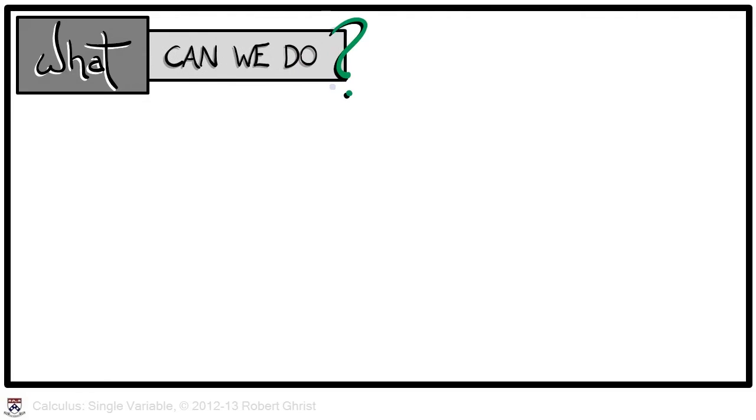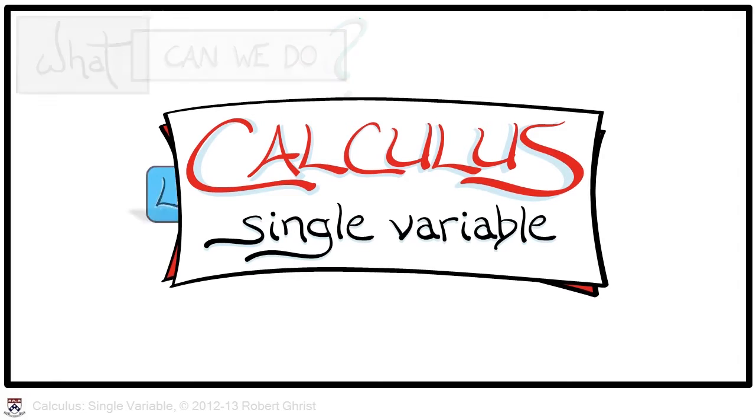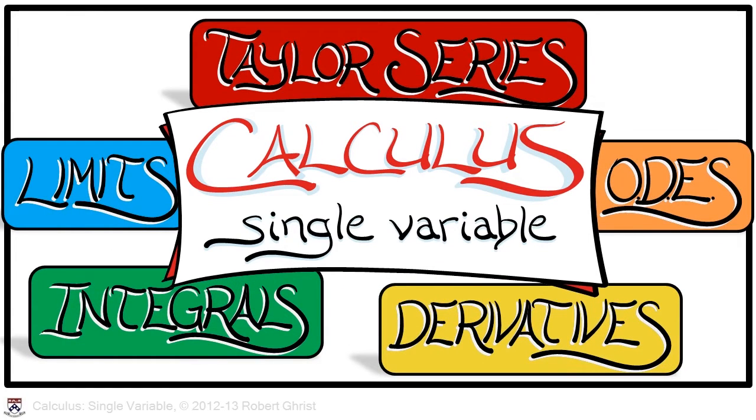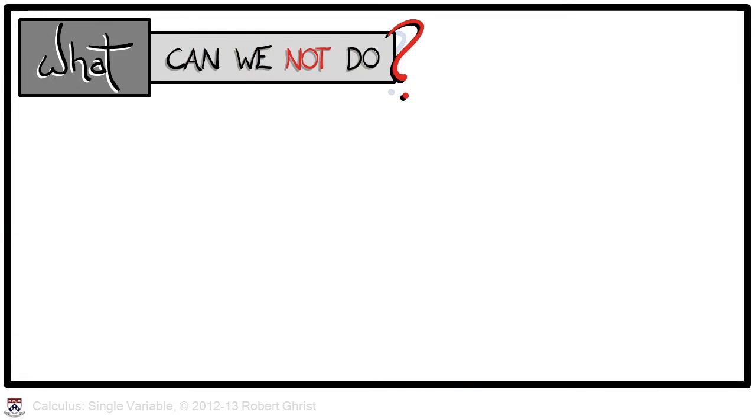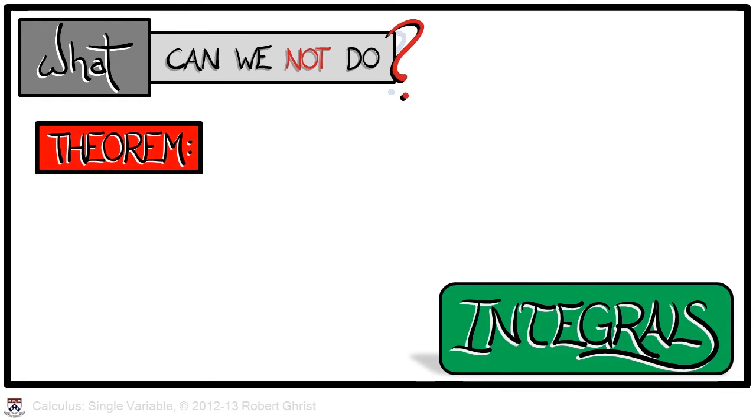In this lesson, we're going to slow down and take a reflective look at what we can and cannot do with calculus. If we take a moment and think about all of the things that we have learned in this course, we see that there's quite a lot that we can do. We understand limits, derivatives, integrals, ordinary differential equations, and Taylor series. However, there are a few things that we can't do. And in this lesson, we're going to examine the boundary between what is possible and what is just beyond our reach. Let's begin with an example of a difficult integral.